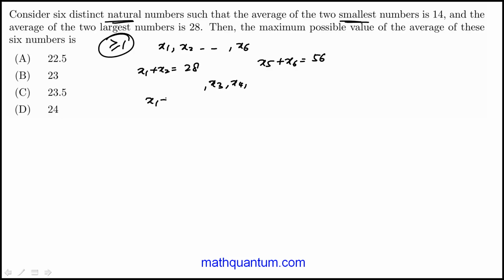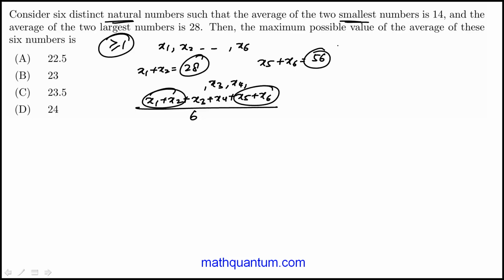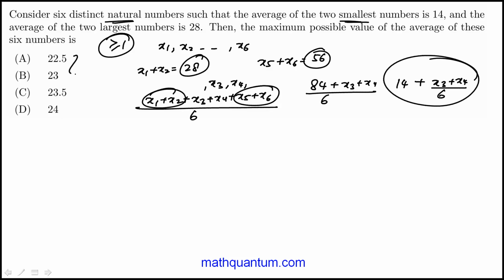So the average of all these, the two missing are the ones in the middle. The average would be their sum divided by 6. So we already know these two pieces, 28 and 56, that adds up to 84. And I can kind of split this into two pieces. So that would be 14 plus x3 plus x4 over 6. So this piece doesn't really help me narrow it down because you can't really tell here. Now the question is, what's the largest I can make x3 and x4?